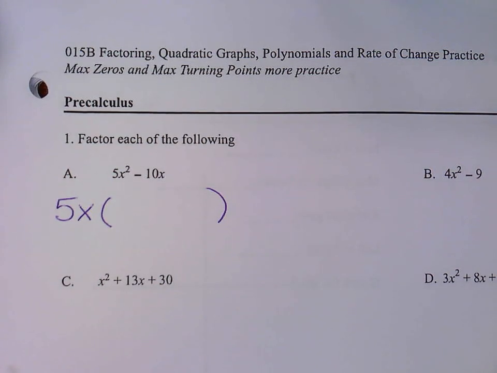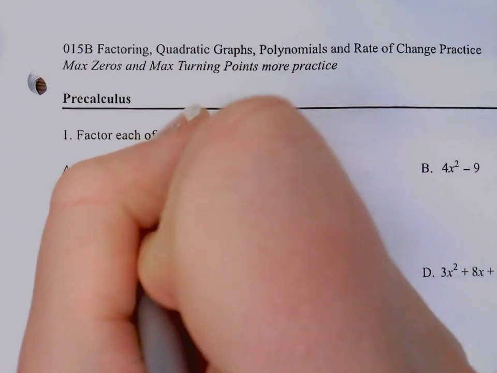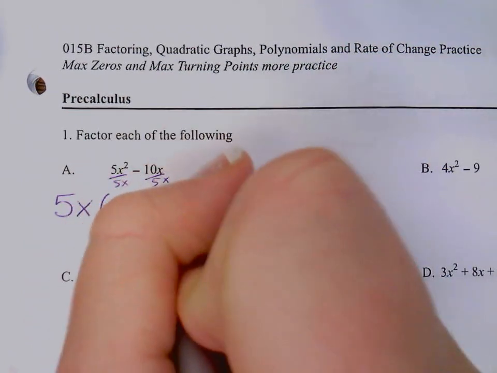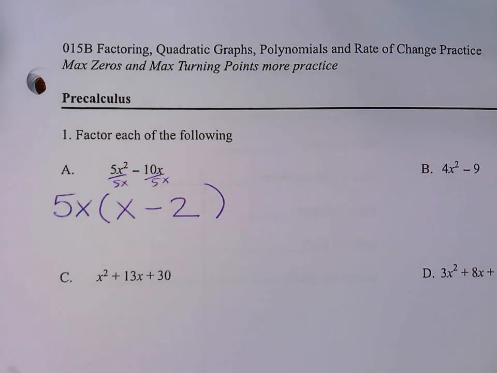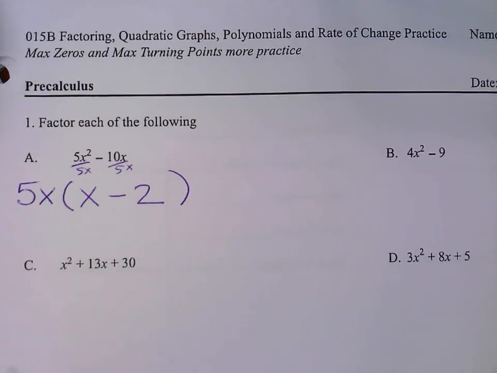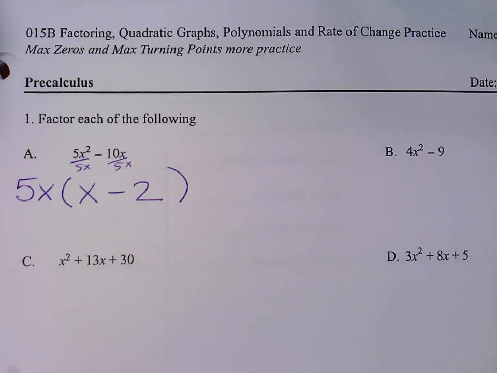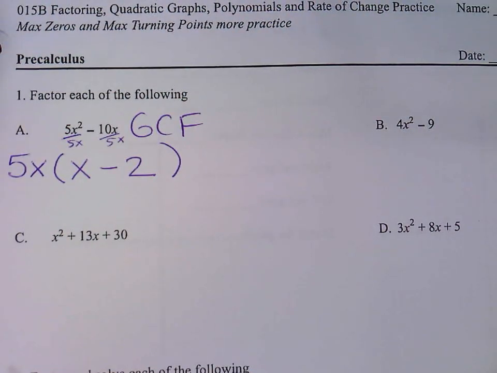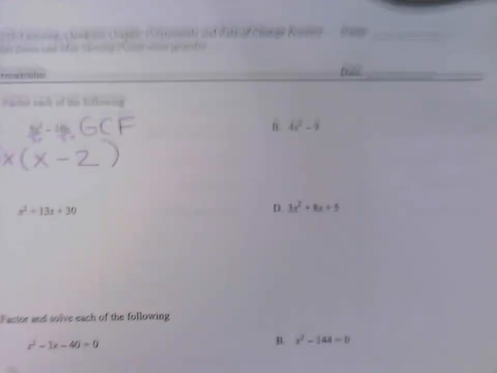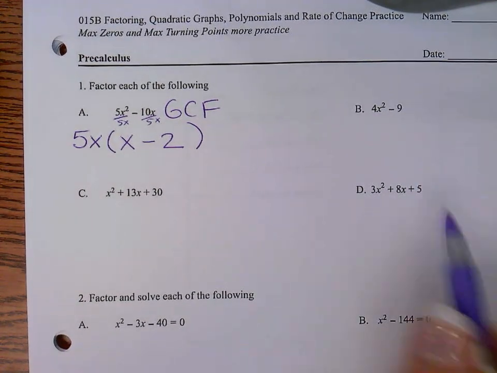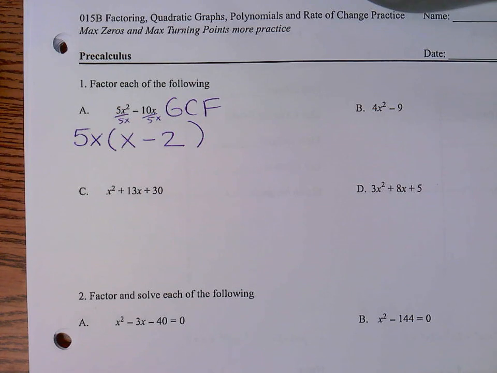All right, so what do I have left? If I divide these by 5x and by 5x, I would have x left minus 2. On this, okay. B, what strategy should I use on B? So this was greatest common factor. You've got 3 strategies to pick from left. There's 2 terms, and there's no greatest common factor. So what is it probably going to be?